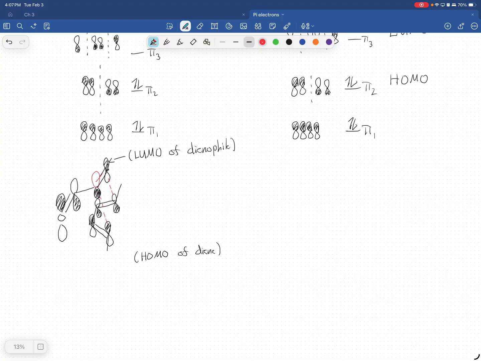And this one is going to interact with this one, and see here, these two positions, right? These two positions are the primary orbital overlap. So that's the major bond forming event. So that's how the Diels-Alder works.